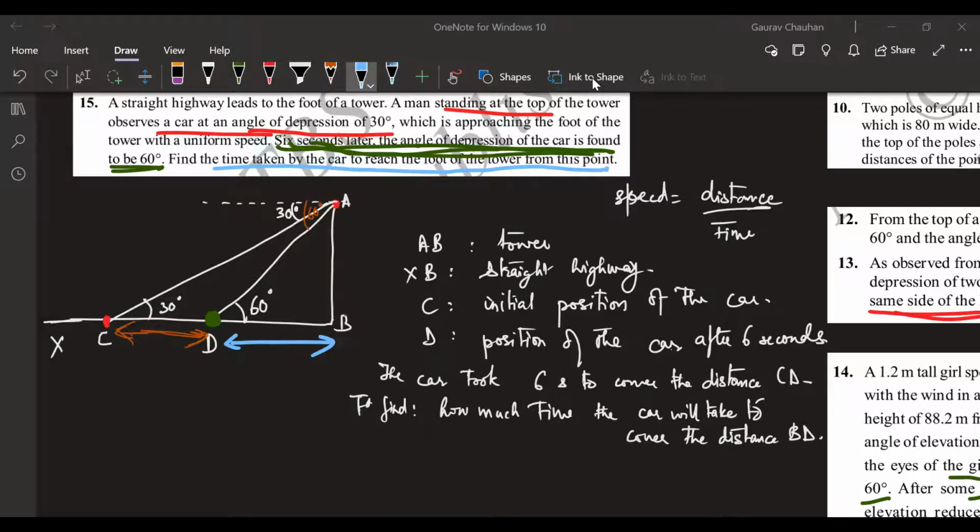Yes, sir. Okay. Let's see. Manisha is raising her hand. Manisha, what would your approach have been? Sir, I would take tan 60 degrees, AB by DB. Okay. And would that be enough? But you wouldn't have AB or DB here. What else would you take?